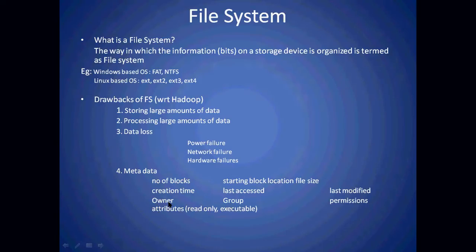And read the lines below. Creation time, when the file is created. Last accessed, when it was last accessed. Last modified, when it was modified last. And the owner of the file, if you have more than one user in your laptop. It also has owner information, the group to which it belongs, permissions. If there are multiple users and you created the file, you can set permissions: who can access, who can read, who can execute, who can modify. All those are related to metadata. All these are stored inside another table, the metadata table, which is present in each and every file system. And some attributes like read only, executable, as I said.